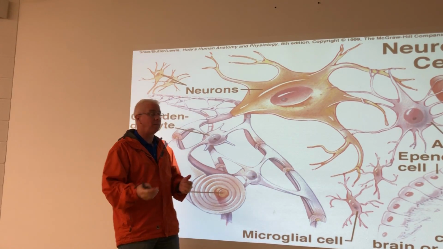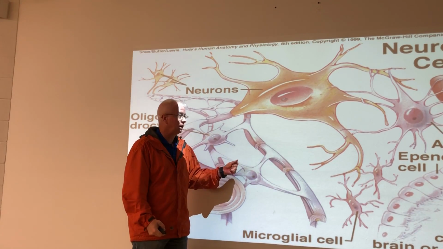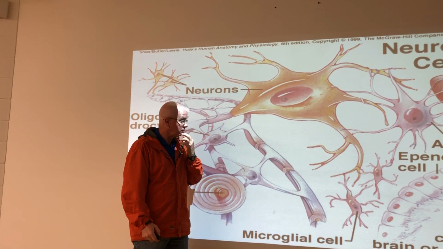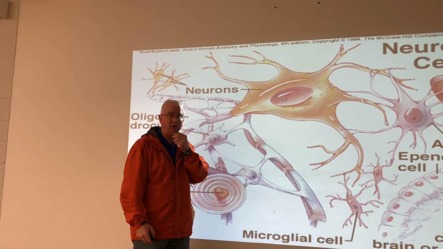Now, the last thing you'll learn about myelin from me after I show you the cell types in this presentation is that myelin is an important substance for nerve conduction velocities, how fast signals move.